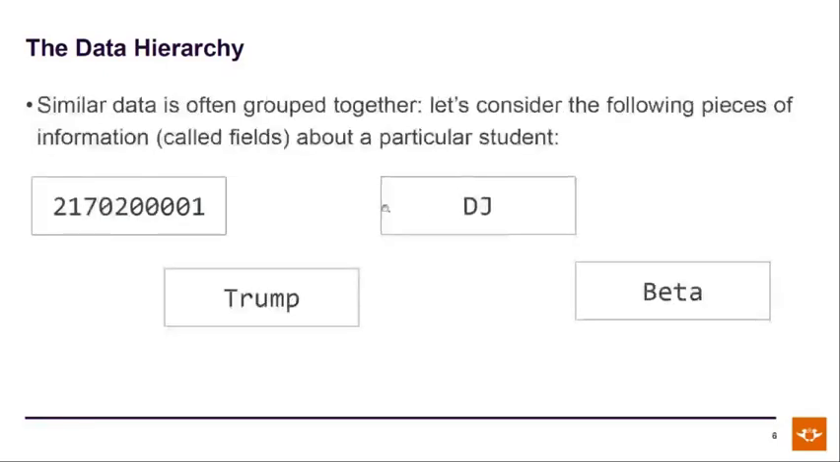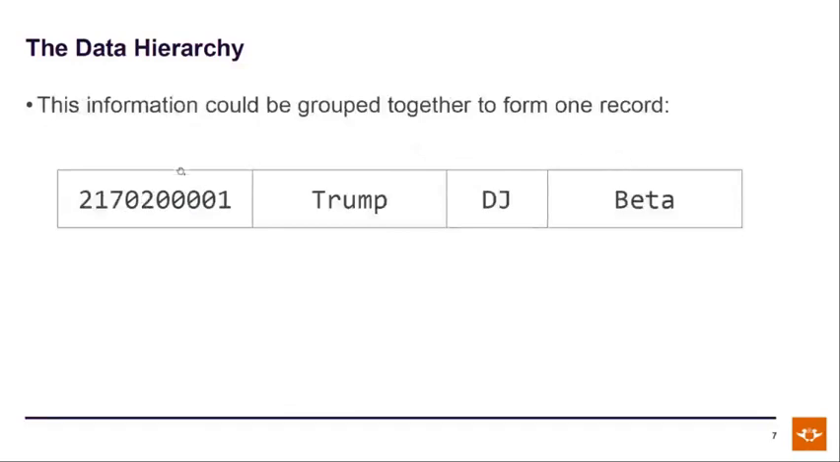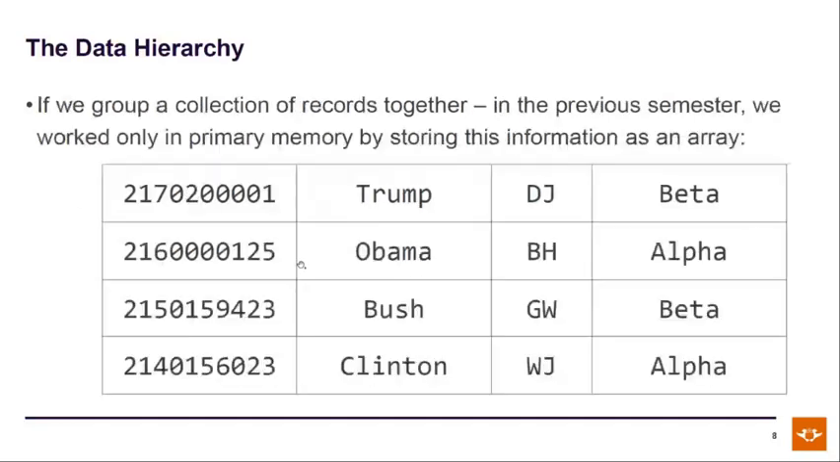Right. So you've got a field. A field is an individual piece of information. A record is a collection of related information, so they relate to one another in some form or another. Then if we group a collection of records together, in the previous semester we worked only in primary memory by storing this in an array. Now we're going to group things together into a file. We're going to output that into a file, but currently in our program we store it in an array.